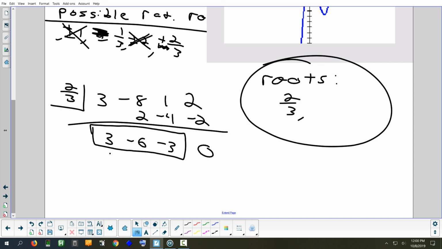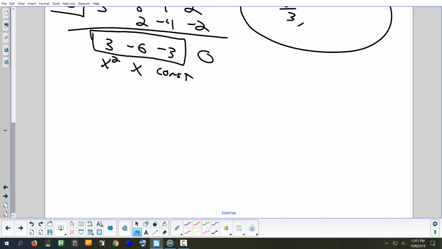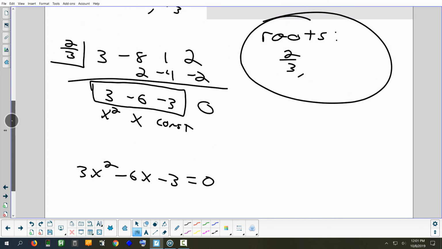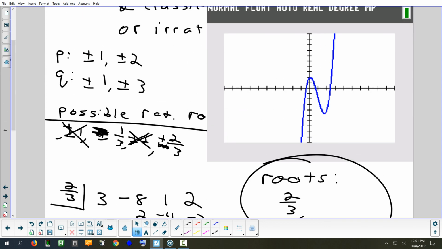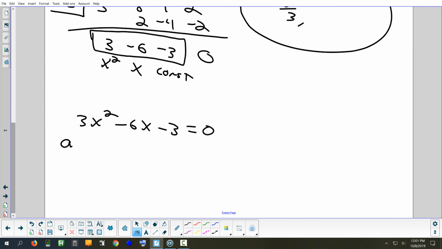So now, this is x squared, x, constant. That's the other factor. You need to find the zeros of that part. So 3x squared. Now, don't even try to factor it, because if it did factor nicely, we would have already seen these answers in the rational roots. They're irrational. So what is A here? B? C? Okay.